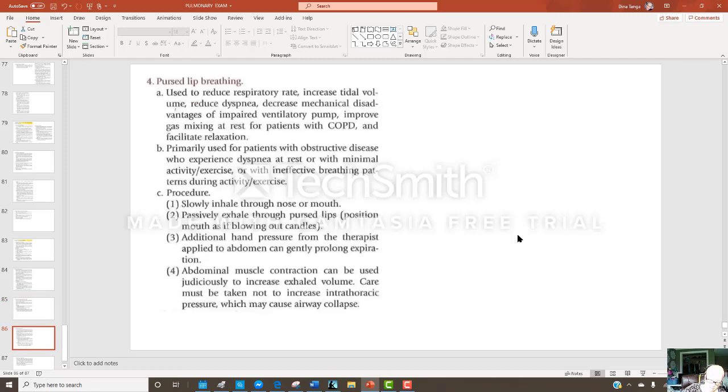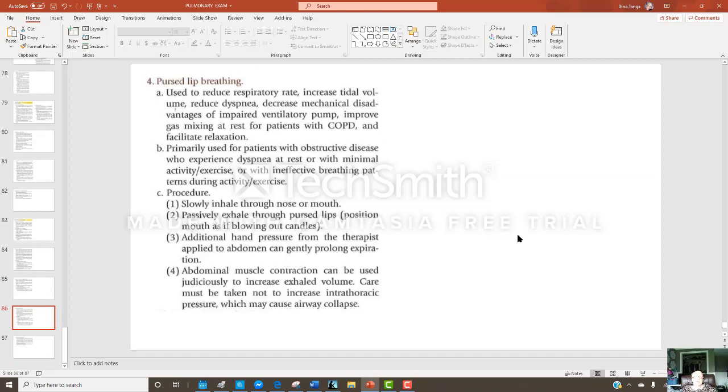Pursed lip breathing. Used to reduce respiratory rate, increase tidal volume, reduce dyspnea, decrease mechanical disadvantages of impaired ventilatory pump, improve gas mixing at rest for patients with COPD, and facilitate relaxation. Primary use for patients with obstructive disease who experience difficulty breathing at rest, or with minimal activity, exercise, or with ineffective breathing patterns during activity and exercise.